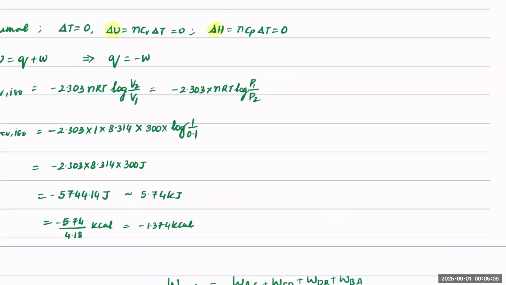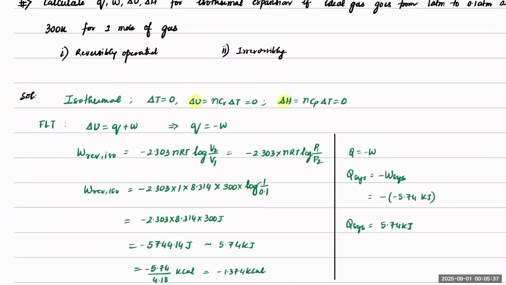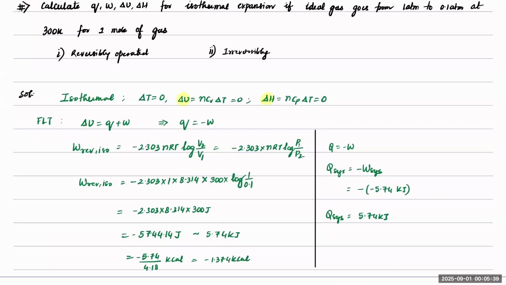This is about the work done. What about the heat here now? The heat in this case, Q, is equal to minus W. So Q of system will be equal to minus W of system. In this case, work done by the system is minus 5.74 kilojoules. Therefore, Q of the system will be equal to 5.74 kilojoules. This is operating reversibly.